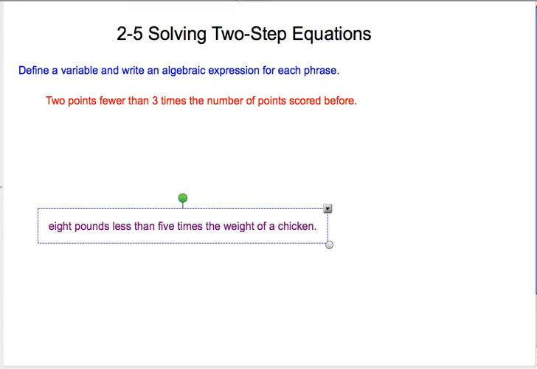Hello, in this video I'll be talking about solving two-step equations. Before we get into solving two-step equations, I want us to do a little practice on writing equations based on a word problem or based on a phrase.